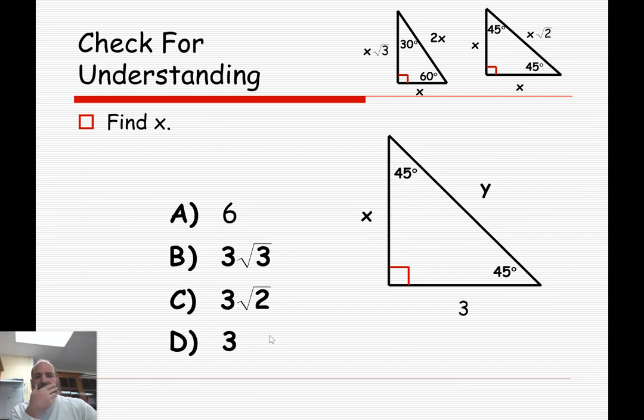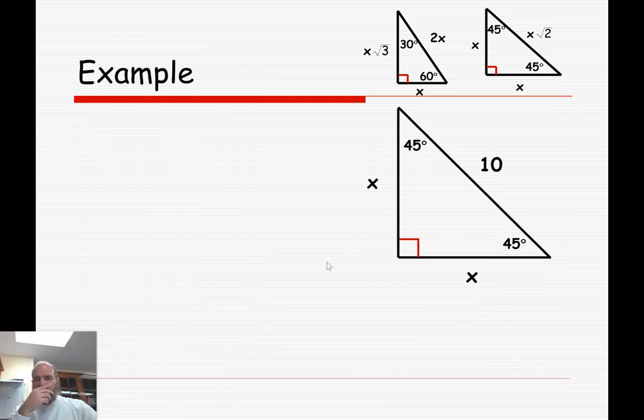Okay, again, hopefully we're getting it. If this is 3, what is x? 1, 2, 3, d. What is y? Well, 1, 2, 3. Whoops, it was 3 square root of 2, whichever answer that was. All right, now this is the hard ones. So we're getting into a couple of hard ones here.